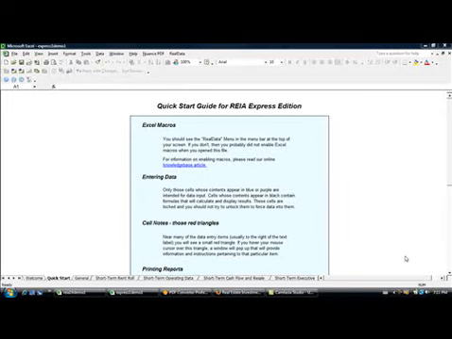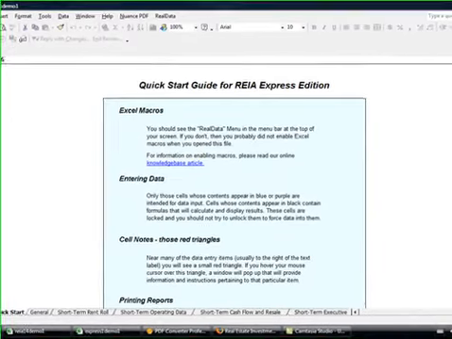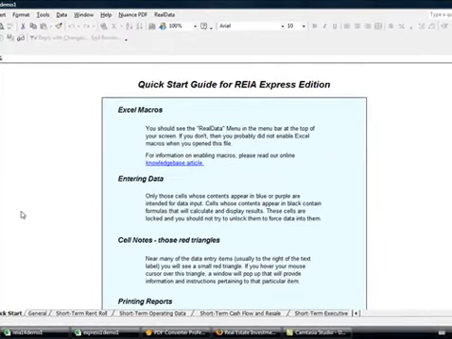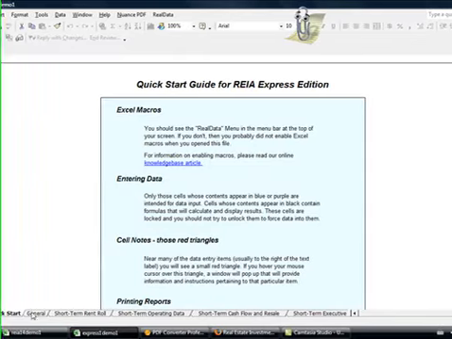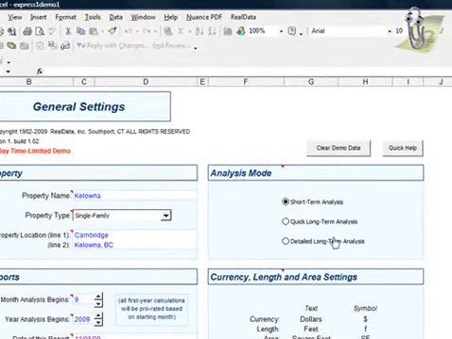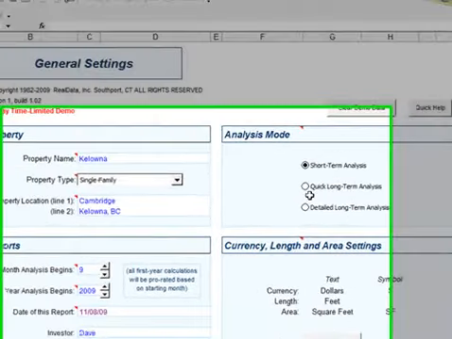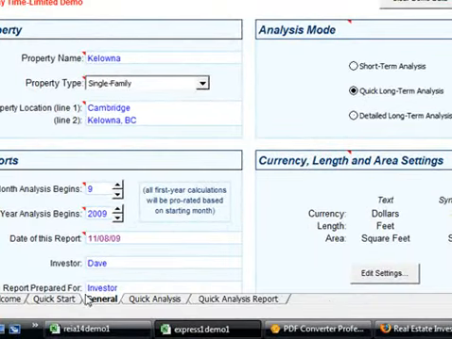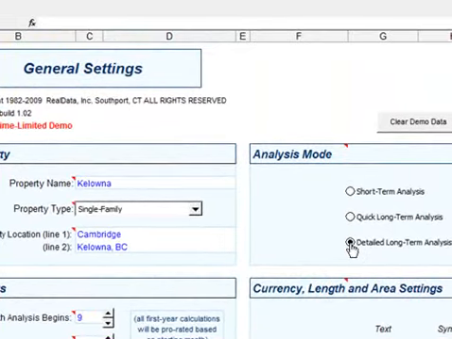All right, with the Real Estate Investment Analysis Express Edition, which I was mentioning is probably the better buy for somebody that is not buying large commercial properties or larger apartment buildings, that sort of thing. It's very similar to the standard edition, but with the Express, you've got these three different tabs here: short-term analysis, quick long-term analysis, and detailed long-term analysis. And depending on which one you pick, you can see the tabs change based on that.